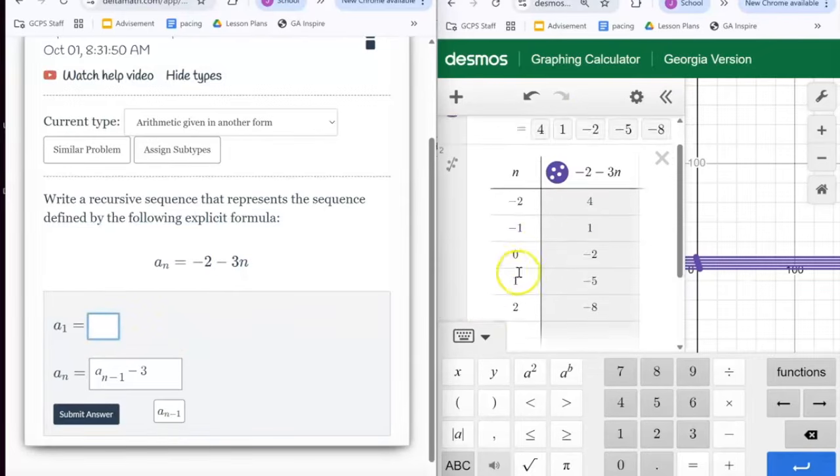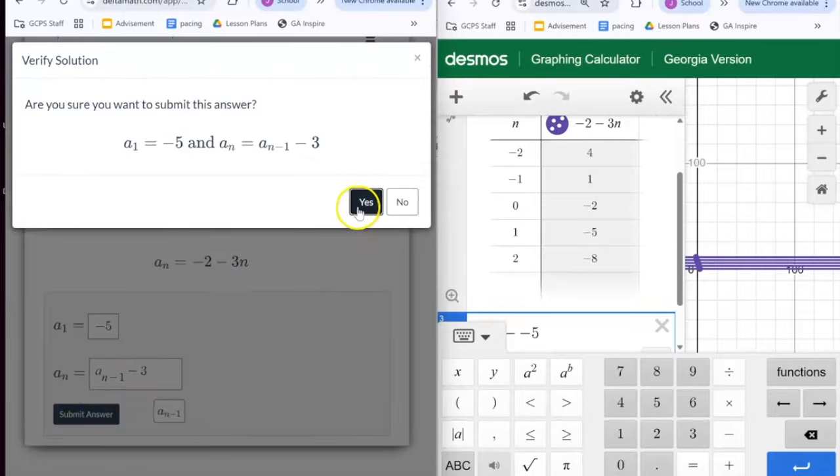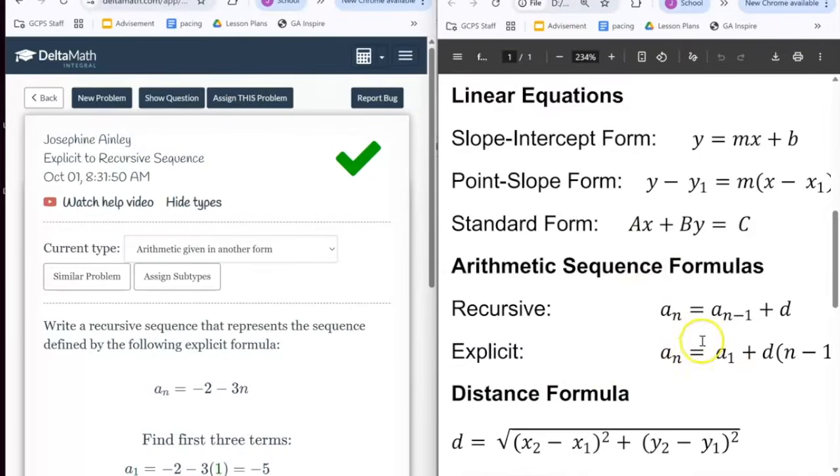All right. What is my first term? My first term is -5. All right, so those are the kinds of questions you're going to get on that. So if you're being asked to write it in recursive, it could be given slope intercept form, then you have to go to recursive, or you could be given explicit form and then go into recursive. And that's all you do for that.